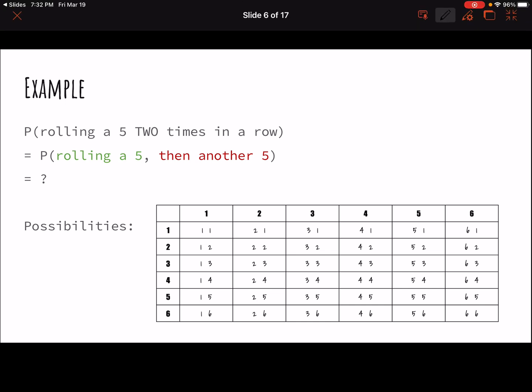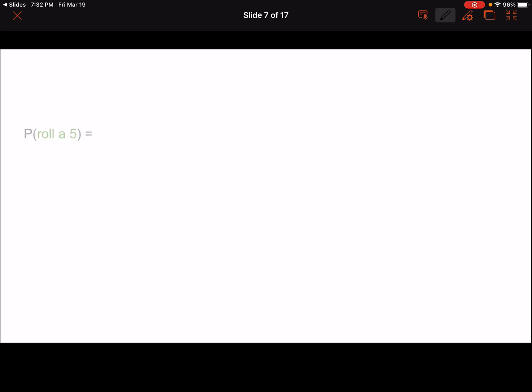But the situation that, again, we would be looking at would be this one right here, getting a 5 and then a 5. So that is 1 out of the 36 options. So in general, to roll a 5 is a 1 out of 6 probability. To roll a 5 again in the second event is also a 1 out of 6 probability.